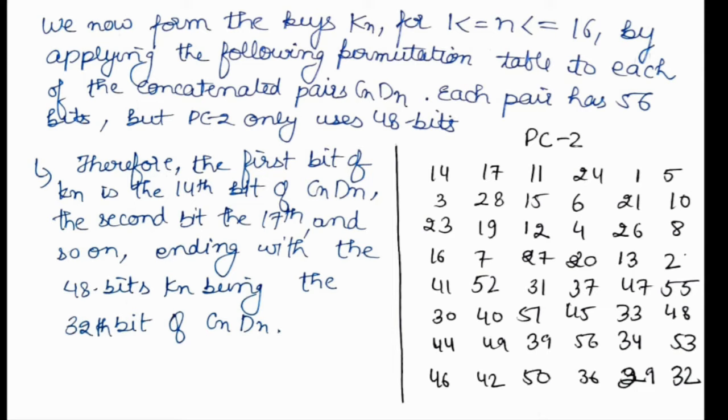Each pair has 56 bits, but PC2 only uses 48 bits. So we will use this PC2. Therefore, the first bit of Kn is the 14th bit of CnDn, the second is the 17th, and so on, ending with the 32nd bit of CnDn as the 48th bit.